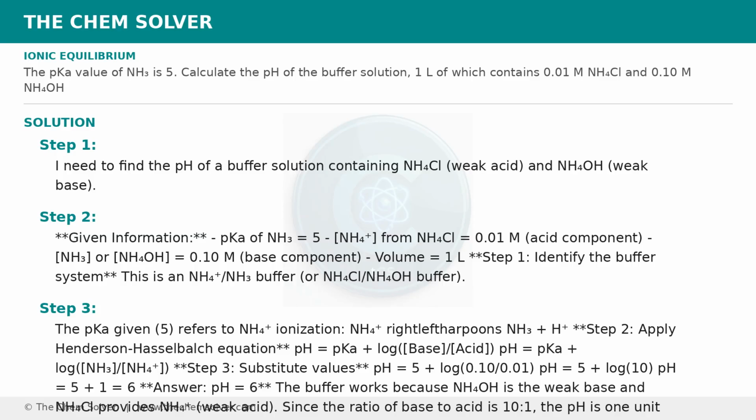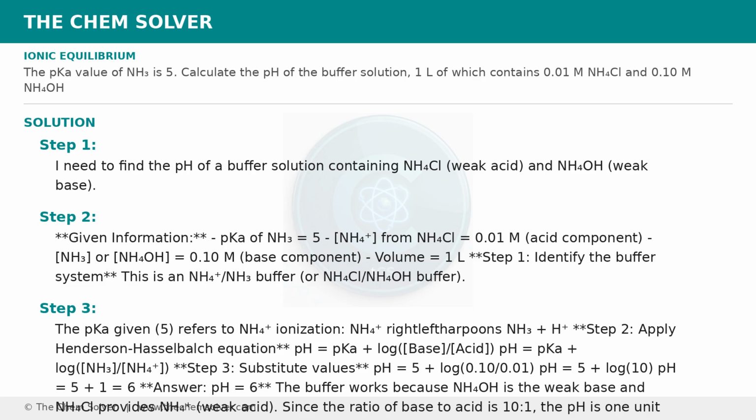I need to find the pH of a buffer solution containing NH₄Cl, weak acid, and NH₄OH, weak base. Given information: pKa of NH₄⁺ equals 5. NH₄⁺ from NH₄Cl equals 0.01 M, acid component. NH₃, or NH₄OH, equals 0.10 M, base component. Volume equals 1 liter.